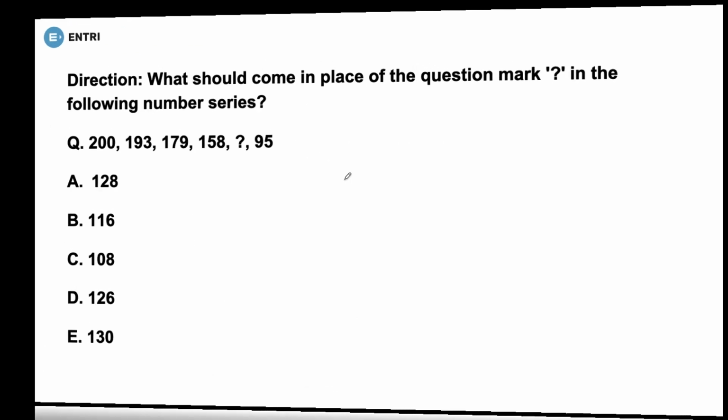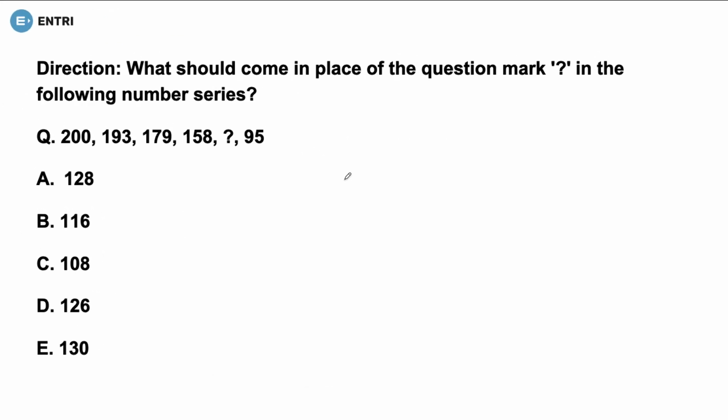Next question is, again a direction is given. What should come in place of the question mark in the following number series? It's 200, 193, 179, 158.